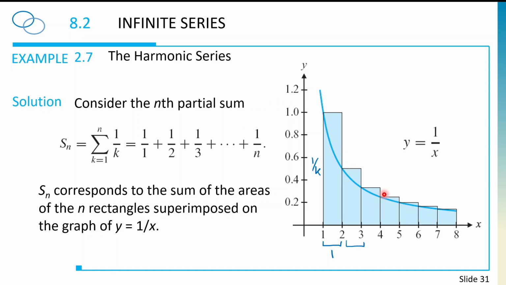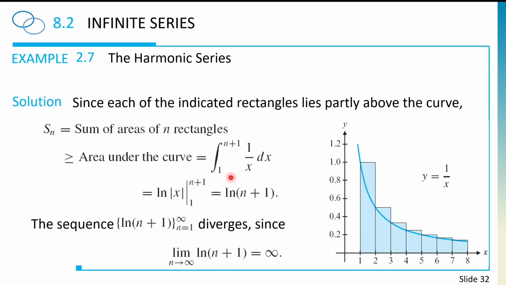It goes this way. Now, if we compare the area under the curve 1 over x with the summation of these areas, clearly the summation of the rectangle areas is bigger. It goes above this curve. So if I think about this summation in this way, the sum of the areas of the n rectangles is greater than or equal to the area under the curve.